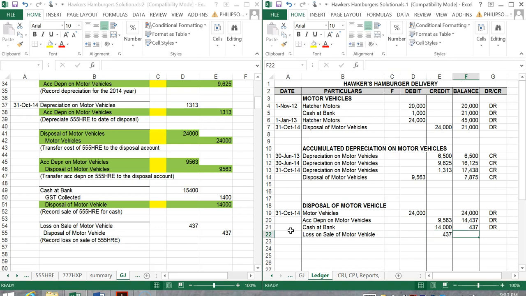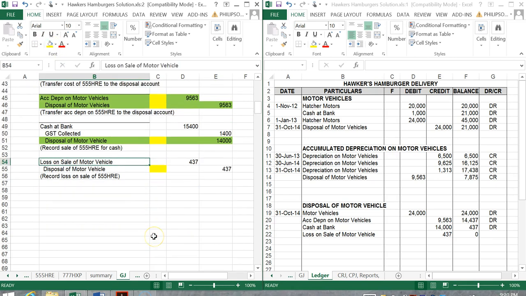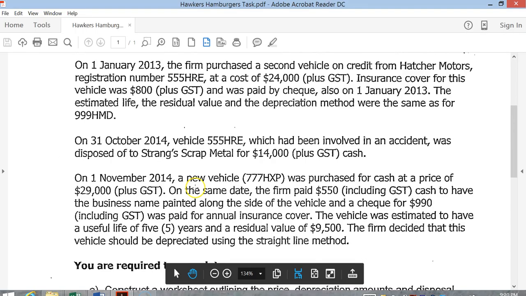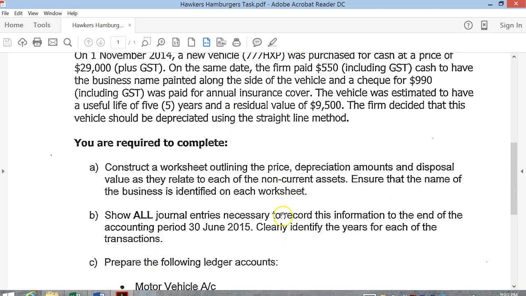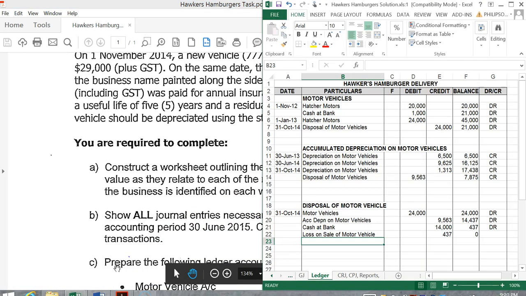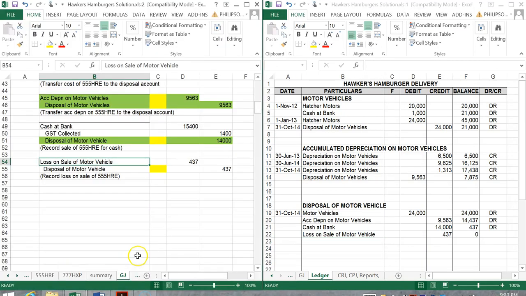$437, so our balance becomes 0. Alright, so that one's done. Okay, so that's the disposal of the vehicle taken care of. However, we've still got to account for the purchase of the new vehicle. So we've essentially still got to do all of these things here and account for the depreciation up until 30th of June 2015.